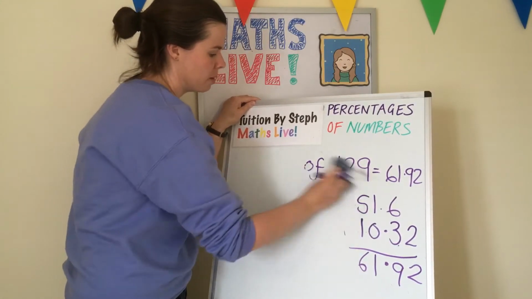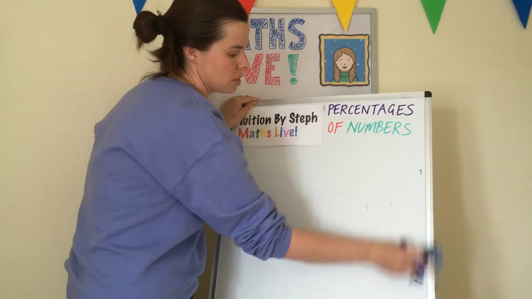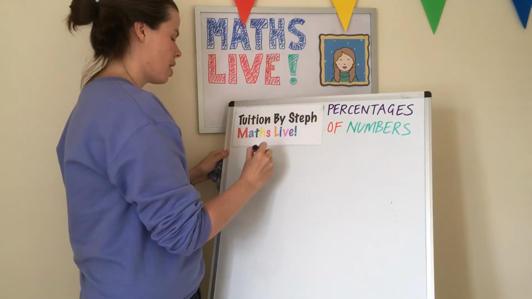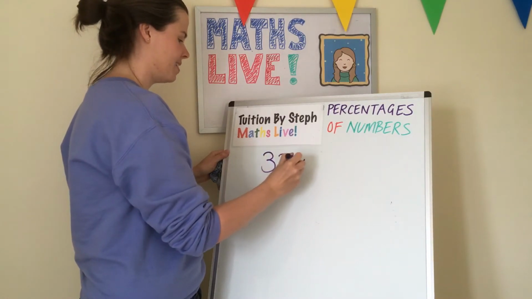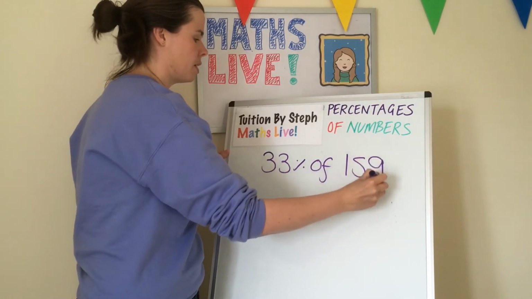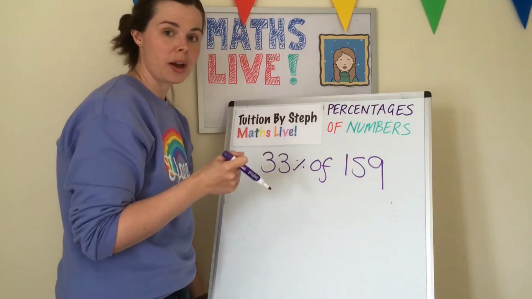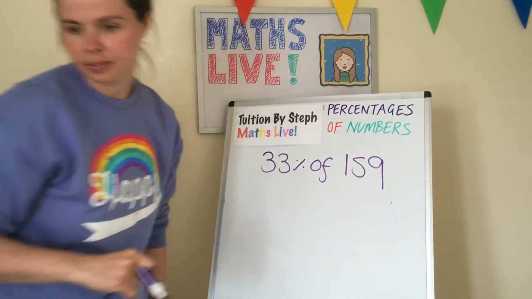Right, your turn now. I'm going to give you a percentage of the number that I'd like to calculate. I would like you to find 33% of 159. So press pause now, have a go, and then when you've finished, unclick pause and I'll show you the method.